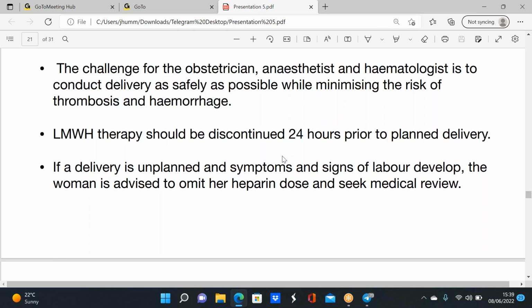So low molecular weight heparin therapy should be discontinued 24 hours prior to planned delivery. If delivery is unplanned and symptoms and signs of labor develop, the woman is advised to omit her heparin dose and you have to seek medical review. Okay.